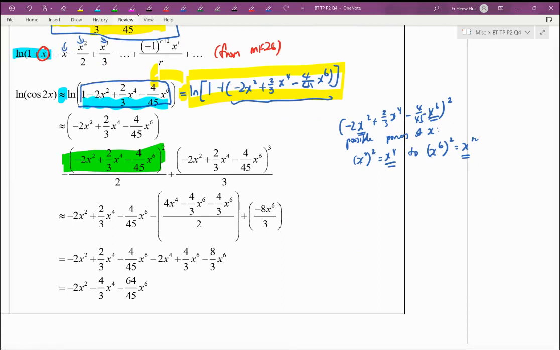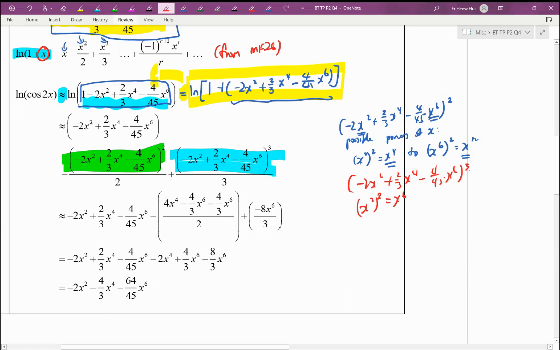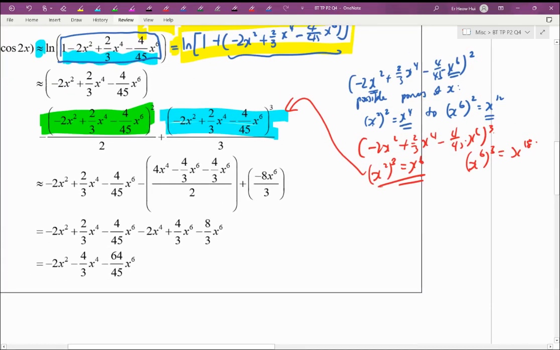let's take a look at this expansion in blue. (-2x² + 2/3 x⁴ - 4/45 x⁶) to the power of 3. The lowest power of x in the power of 3 is x⁶. The highest is (x⁶) to the power of 3, which is x¹⁸. So actually, you just need the x⁶ term from this particular expansion. Okay, so you will need to work out a little.